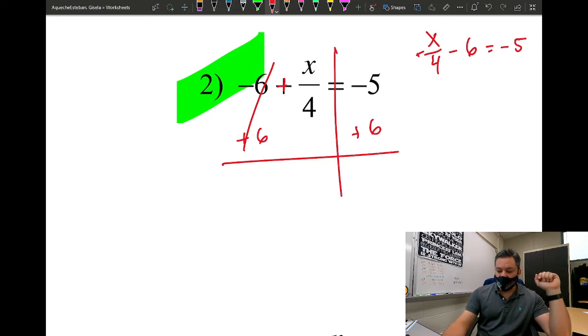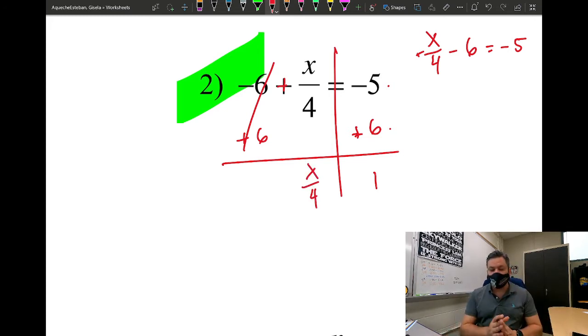What is 6 minus 5? 1. My answer is going to be positive or negative? Which one's bigger, the 6 or the 5? It's going to be positive, right? Because this is more than 5, right? So my answer is going to be positive. And I have left on the other side, I have x over 4. I mean, x divided by 4. Keyword, divided, right? A fraction is a division.